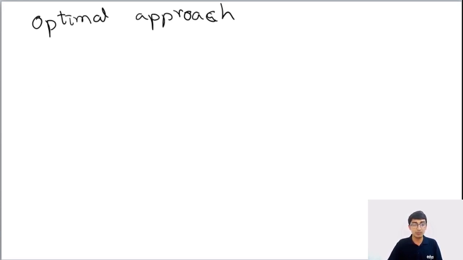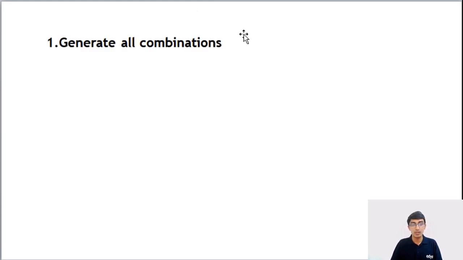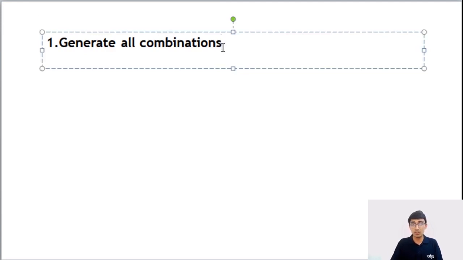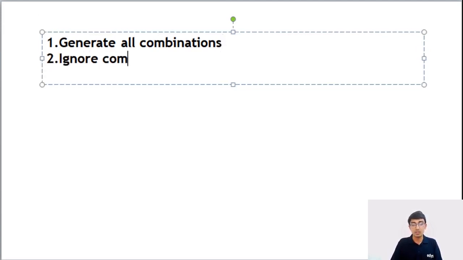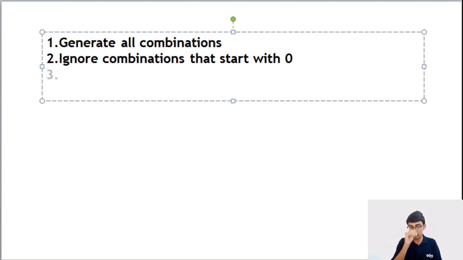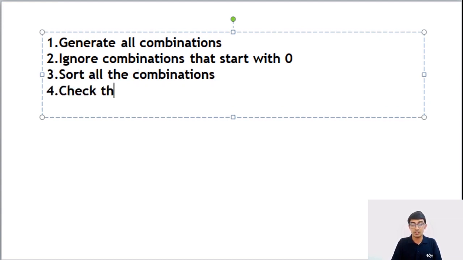And even before we come to the optimal approach, let's just summarize the approach that we were talking about. What we're going to do is generate all of the combinations. Ignore combinations that start with 0, because the length will change. Definitely none of these are going to be greater than b. That's the second thing. And then the third thing is, we sort all the combinations and check the first number greater than b.